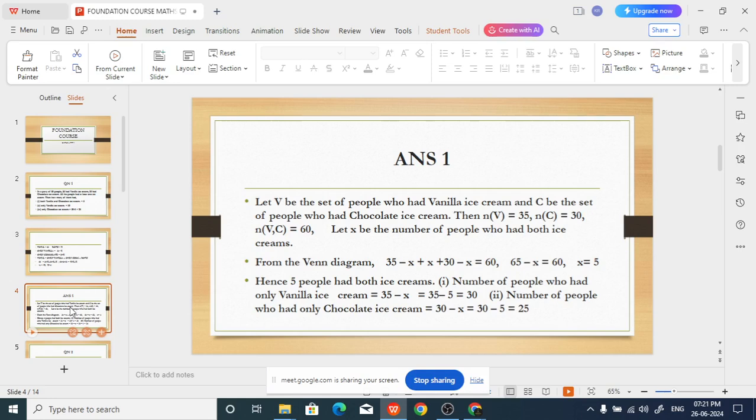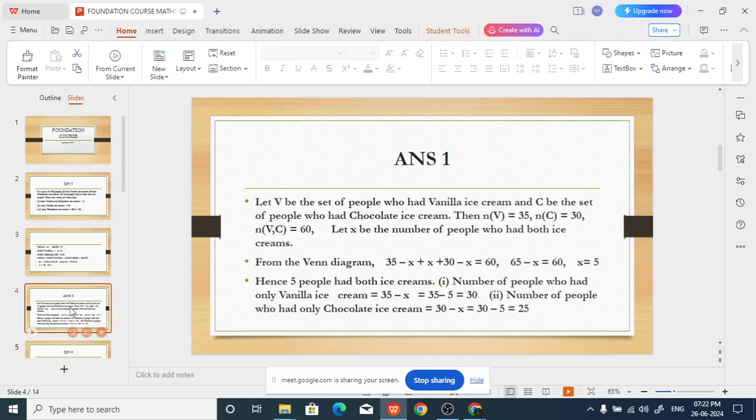n(C) is equal to 30. n(V union C) is equal to 60. Let x be the number of people who had both ice creams. From the Venn diagram, 35 minus x plus 30 minus x is equal to 60. 65 minus x is equal to 60. x is equal to 5.